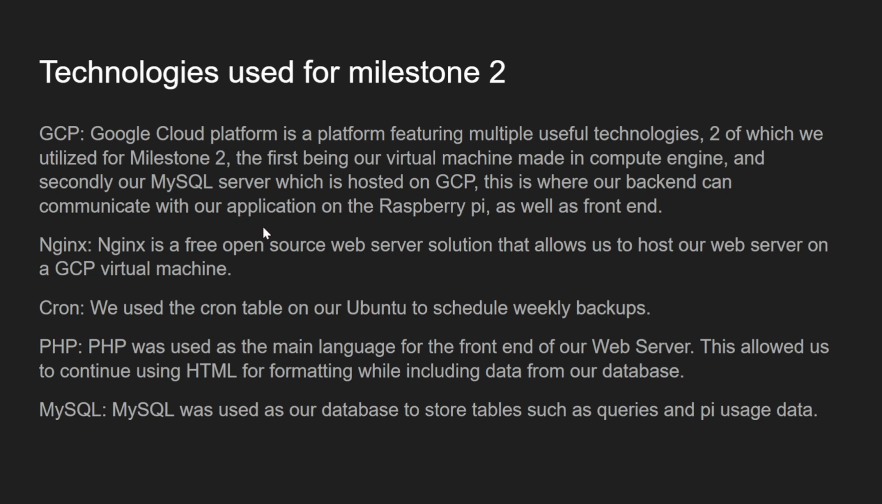We use Nginx, which is a free open source web server solution that allows us to host our web server on our GCP virtual machine. We use crontab on our Ubuntu OS to schedule weekly backups. PHP, as mentioned before, was used as the main language for the front end of our web server. And MySQL was used as the database to store tables such as queries and Pi usage data.